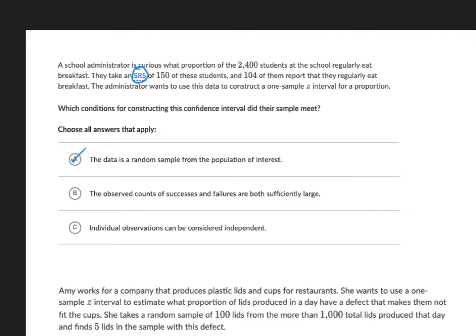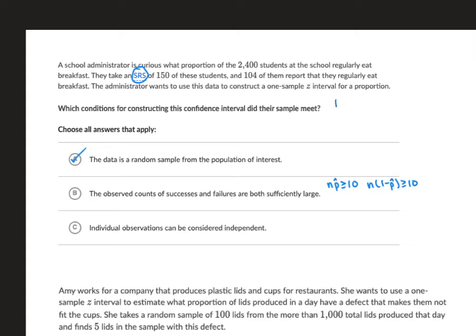B says the observed counts of successes and failures are both sufficiently large. So in this problem, we're really checking that nP is greater than or equal to 10 and n times 1 minus p is greater than or equal to 10. So that should look familiar. That's from the previous unit. However, remember with confidence interval problems, we don't know p. That's what we're estimating. So instead we're going to use p hat.